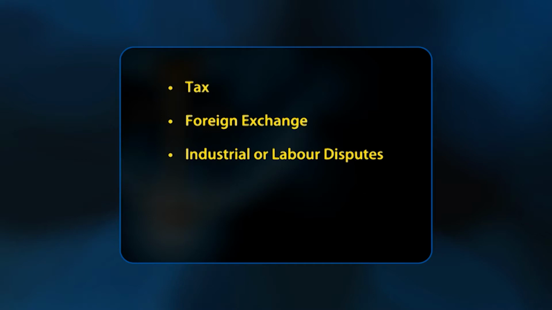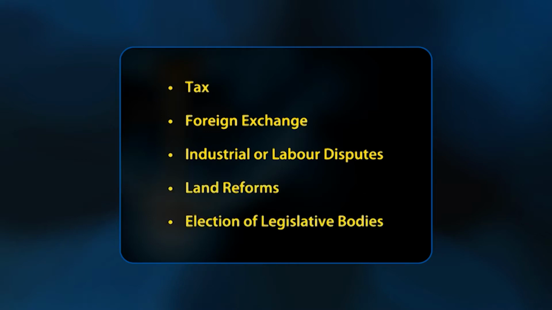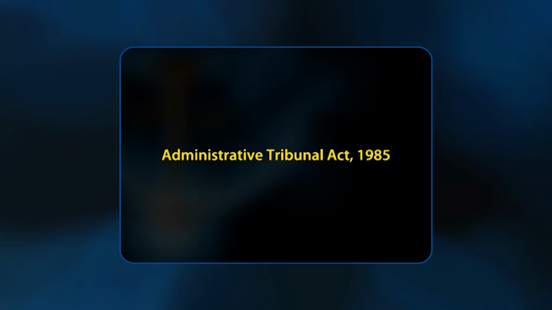The main purpose of the amendments was to minimize arrears of the high courts and to provide speedy disposal of service cases and certain other matters of special importance such as tax, foreign exchange, industrial or labor disputes, land reforms, election of legislative bodies, etc. In view of the advantages of tribunals over ordinary courts, the Parliament took a significant step by passing the Administrative Tribunals Act 1985. The Act provides for the establishment of not only the Central Administrative Tribunal having jurisdiction, power and authority, but also the establishment of administrative tribunals for states in India except for the state of Jammu and Kashmir.